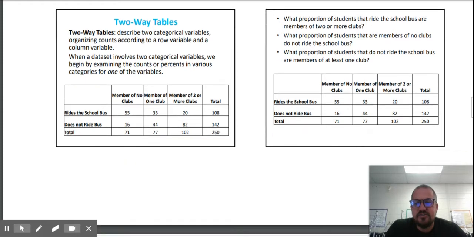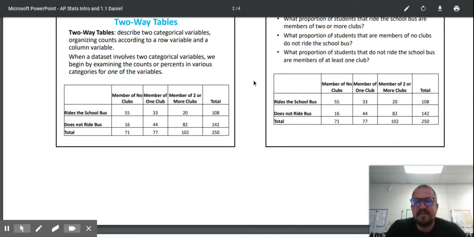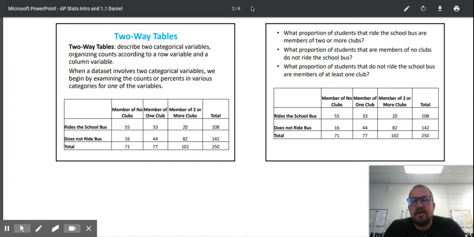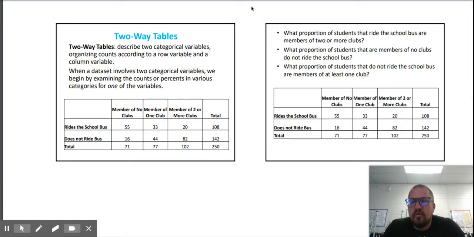So a two-way table is the next thing that we want to look at. A two-way table describes two categorical variables. So in this case, the two categorical variables are how many clubs are you a member of, either none, one, or two or more, and then whether you ride the school bus or not. So basically a two-way table is asking the person two questions. So question one would be, how many clubs are you a member of at the school? And then question two would be, do you ride the bus or not to school?